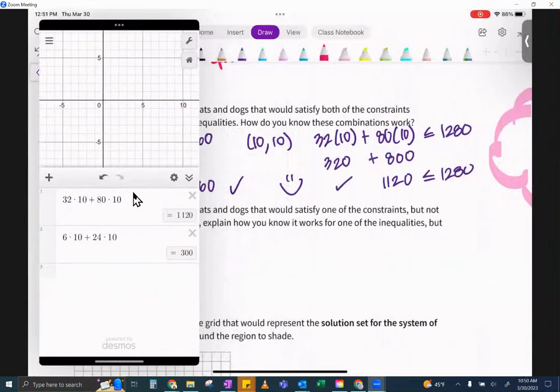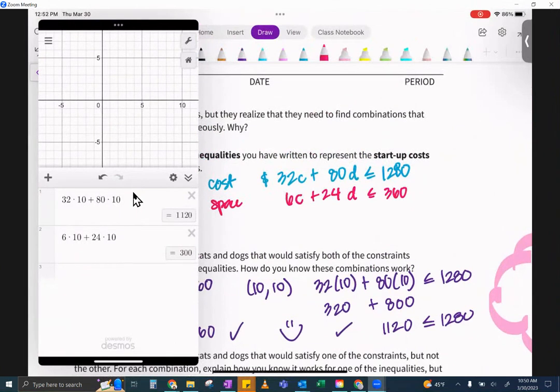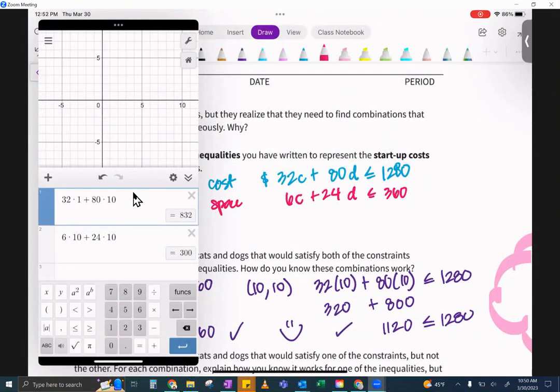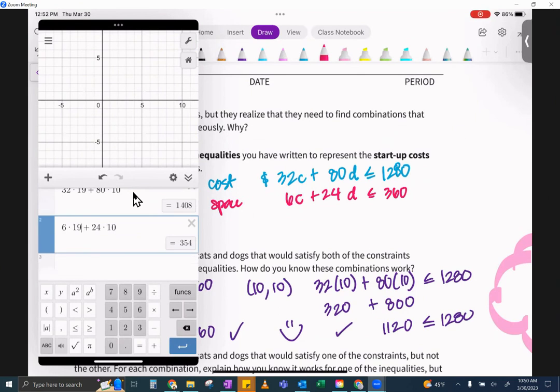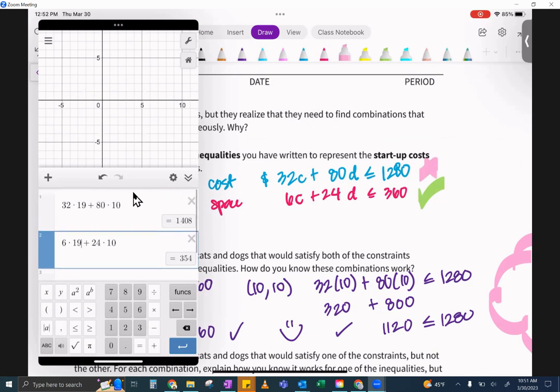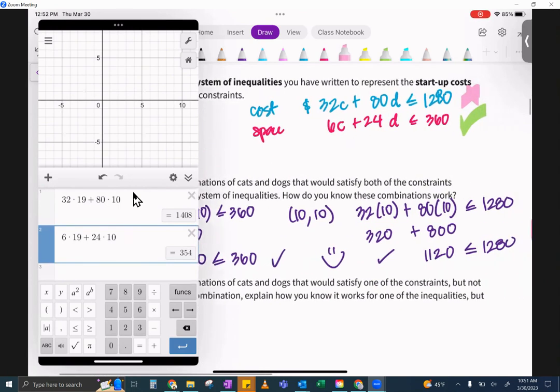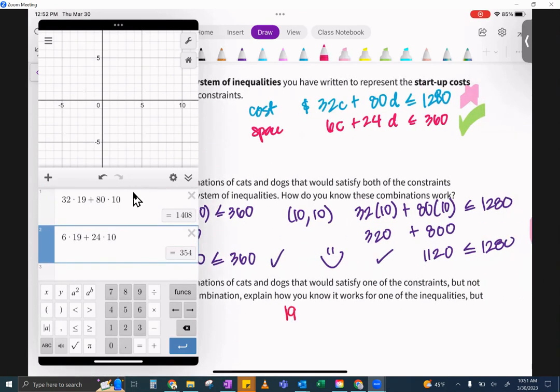So I'm looking for a set that works for one and doesn't work for the other. So I'm going to change cats to, say, 19. I know 20 doesn't work, so I'm going to try 19. Oh, okay. So look at that. 19 works for this one, but it doesn't work for this one. Okay. So one of my combinations that doesn't work is 19 cats and 10 dogs, because it works for the space, but it doesn't work for cost.